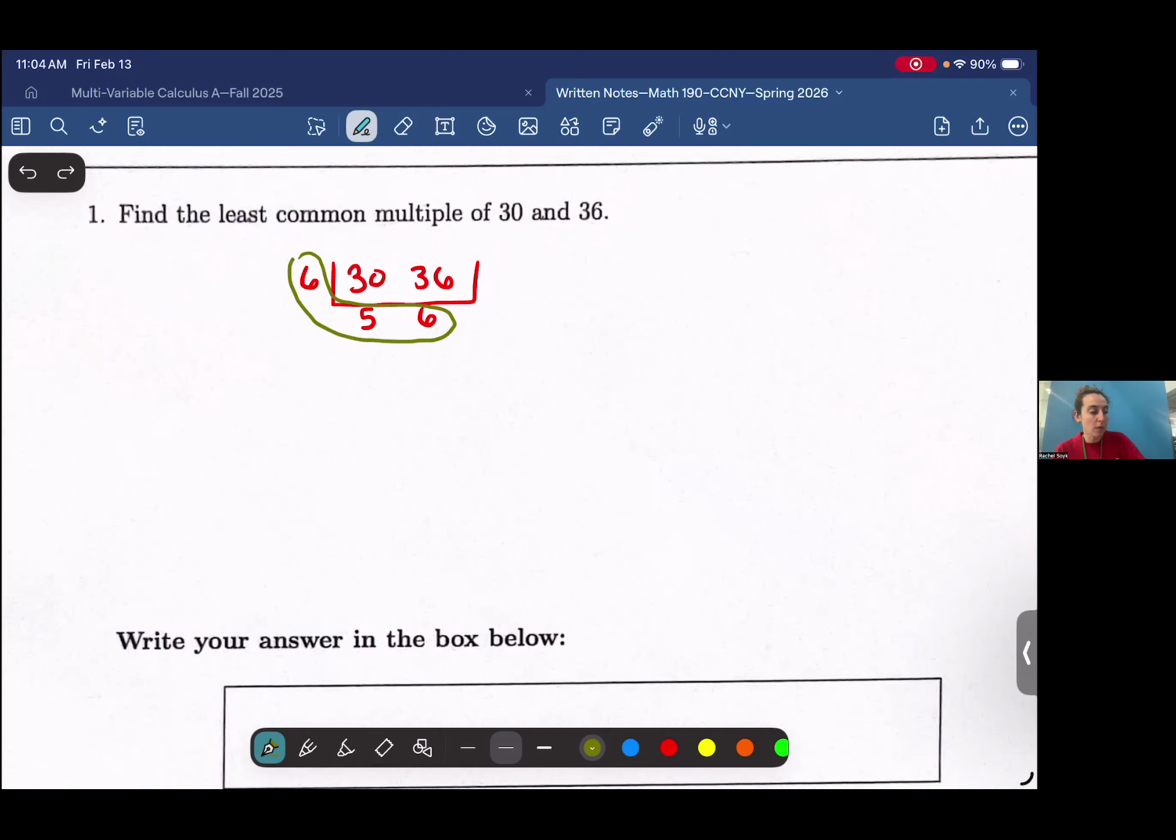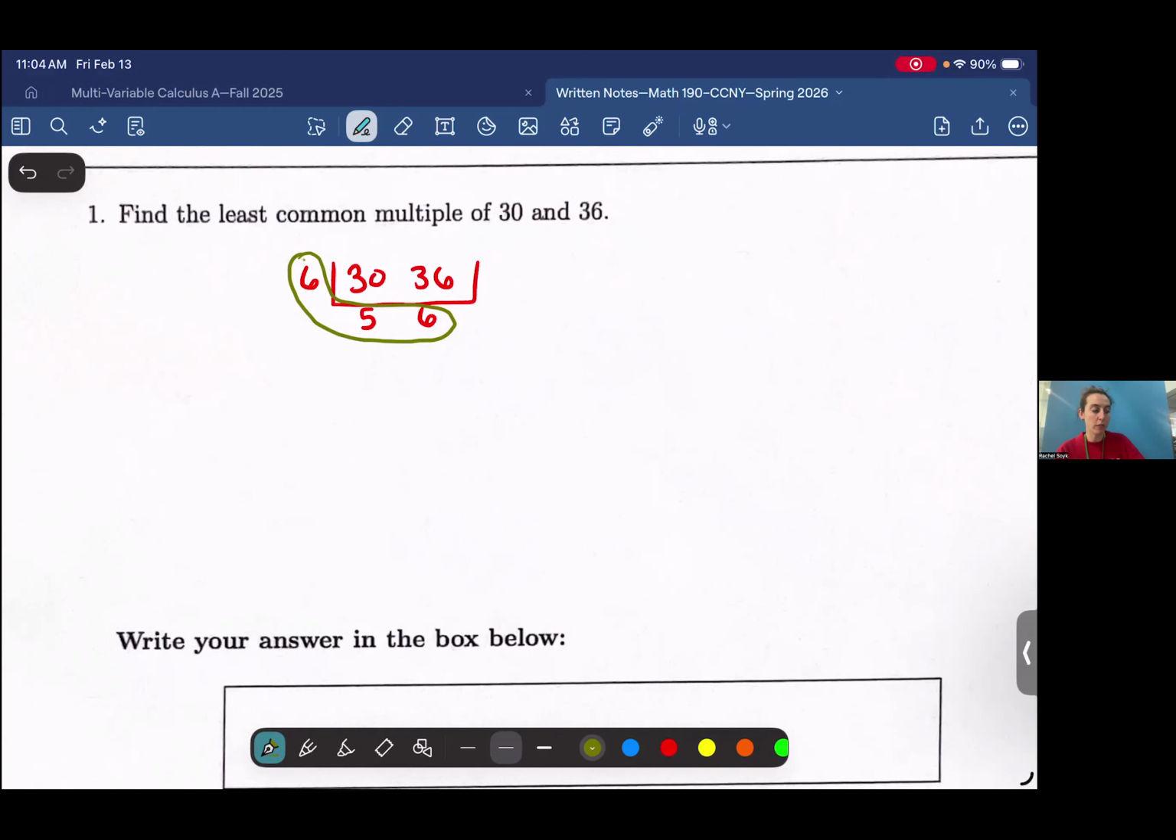And so our least common multiple, also known as our least common denominator, is just the product of the whole border. So our LCD, also known as our LCM, which is what they're asking us to find, is just 6 times 5 times 6. And we know that 6 times 5 is 30, and 30 times 6 is 180. So we get our LCM to just be equal to 180. And that is the answer for question one. We're done.